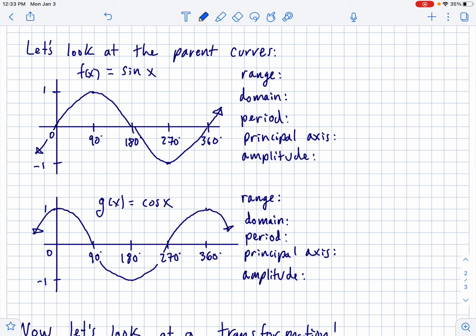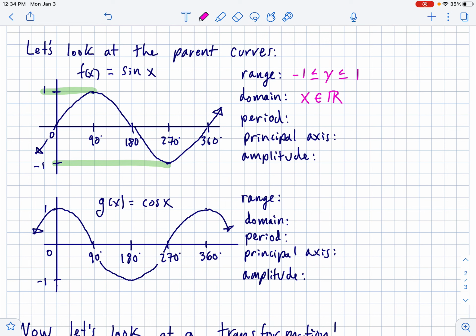For the parent curves of sine and cosine, we're going to label all these things: the range, the domain, the period, the principal axis, and the amplitude. The range is just the top to the bottom. So here, the top is at 1 and the bottom is at -1. So we'll just say that the y values are between -1 and +1. The domain goes forever to the left and forever to the right. So this is just x is an element of real numbers. It's all numbers, negative and positive.